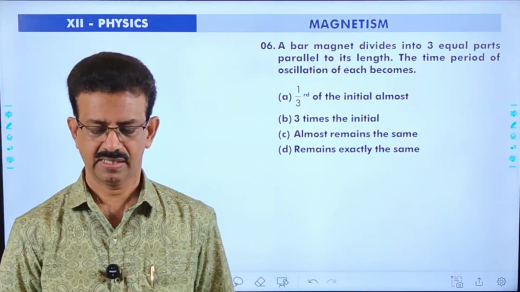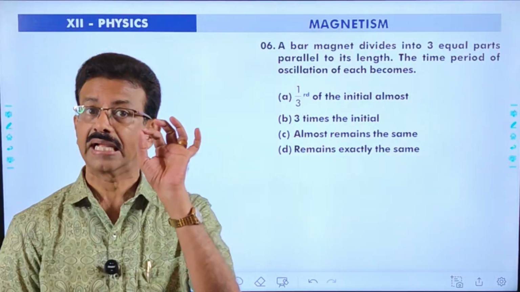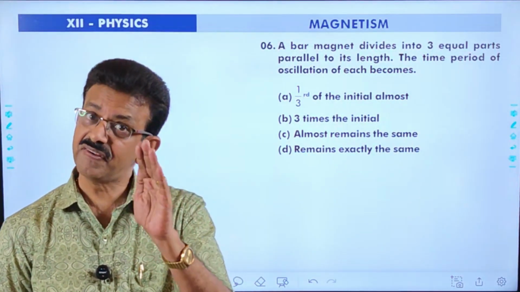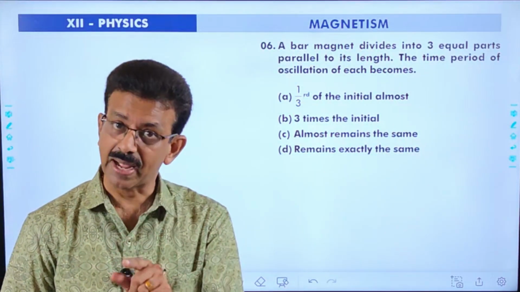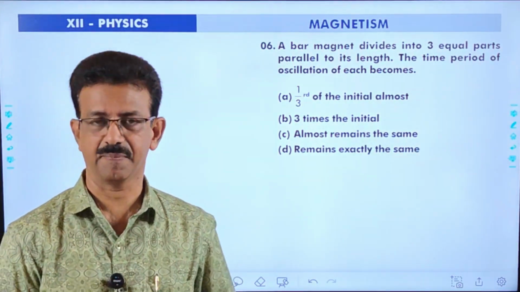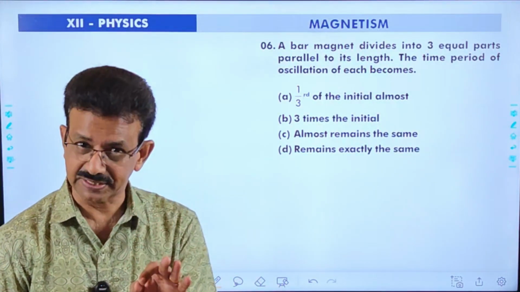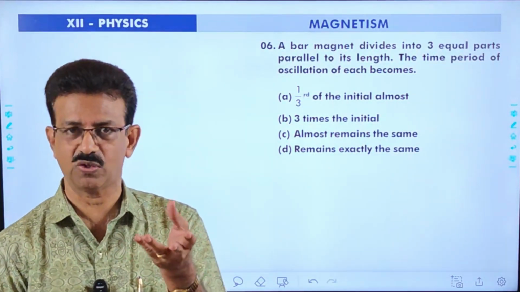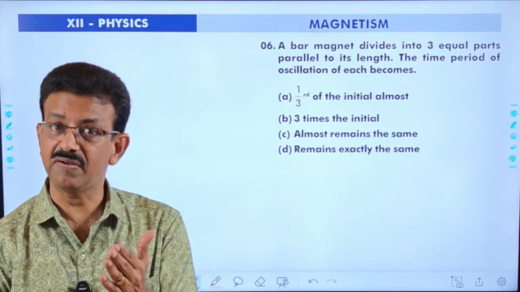Question number 6. This is about the time period of oscillation of a bar magnet. If a bar magnet is suspended freely, and if an external magnetizing field is brought near for a moment, the magnet undergoes an oscillation with a definite time period. And the time period of oscillation of an oscillating magnet depends on the shape and size of the magnet, or mathematically the moment of inertia of the magnet, magnetic moment, and the externally applied field.